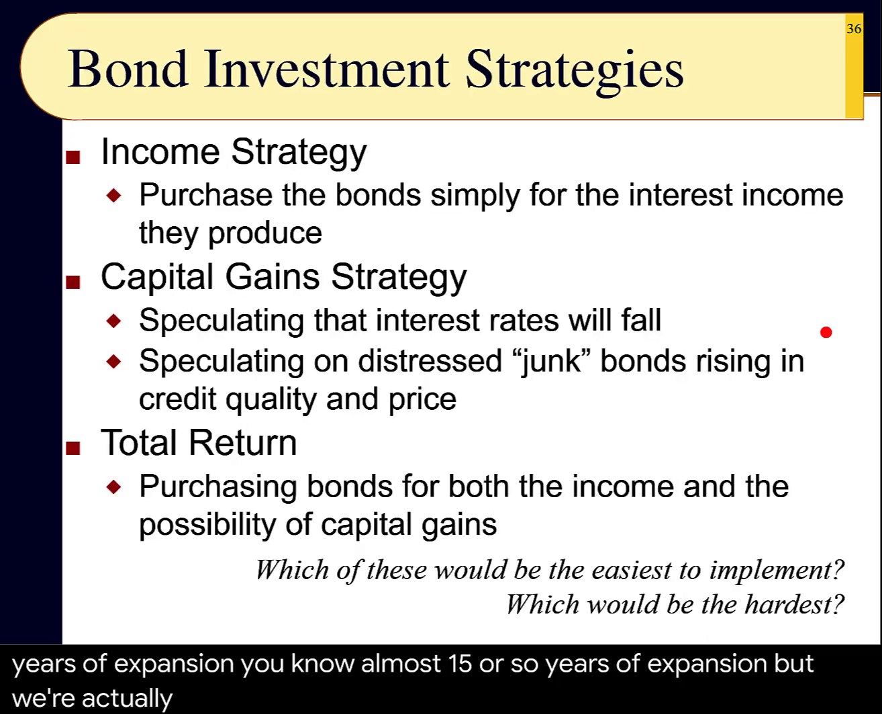Okay, what are some bond investment strategies? Let's sweep up here. Well, there are 3 major investment strategies. The income strategy, which is simply the easiest one. You buy the bond and you use it for income. The capital gain strategy, which is the hardest, where you are speculating. And what do we know the word speculation means in an investment world? Gambling. I know we don't use that word, gambling. It's such an ugly word. We say speculating. We speculate that interest rates will fall, or we speculate on distressed junk bonds rising in credit quality and price. So obviously that's the hardest one, right?